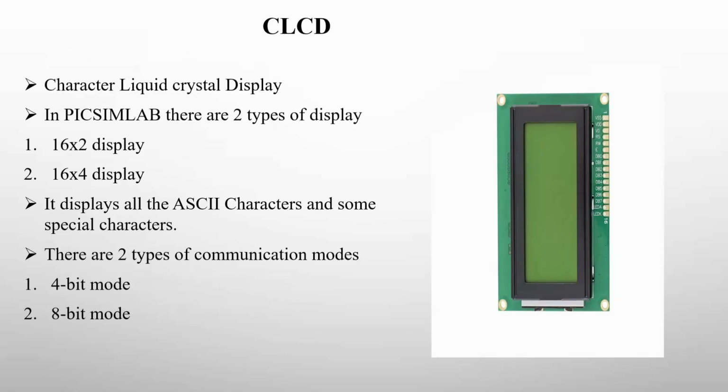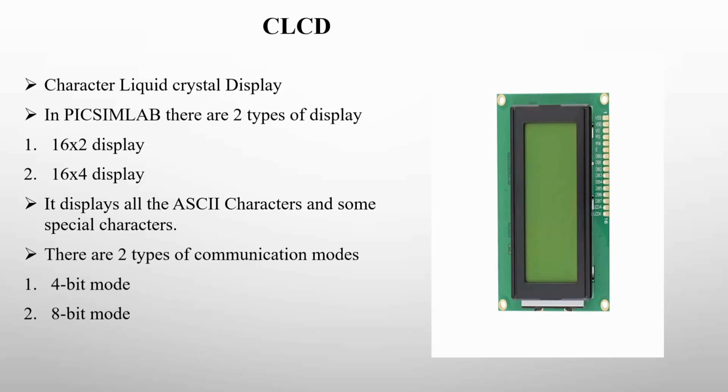And coming to CLCD. CLCD is abbreviated as character liquid crystal display. In the Pixim lab, there are two types of displays: 16 by 2 display and 16 by 4 display, which means it displays 16 characters in a single row. In 16 by 2, it has two rows that display 16 characters in each row, and 16 by 4 means it has 4 rows, and each row displays 16 characters. It displays all the ASCII characters and also some special characters.